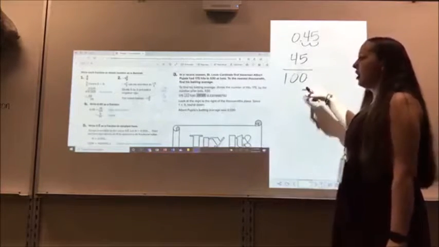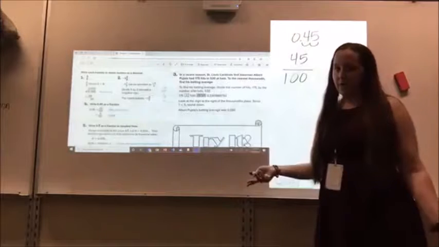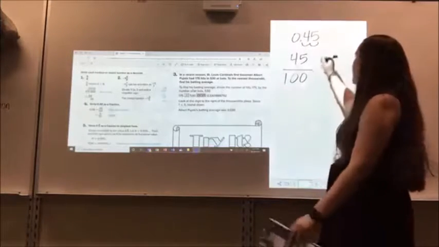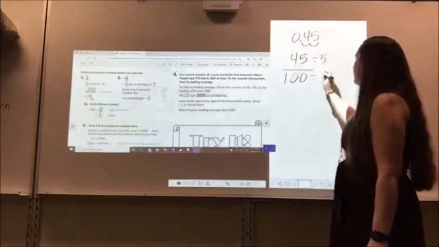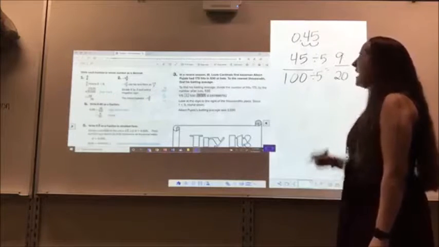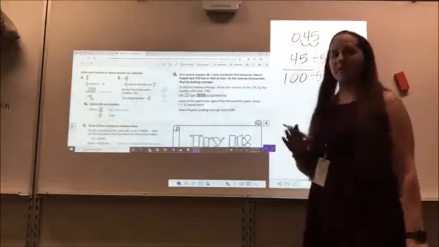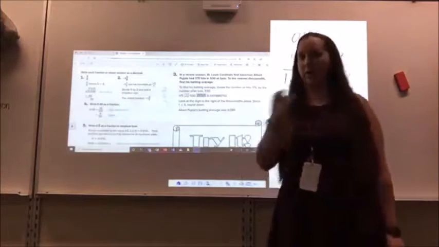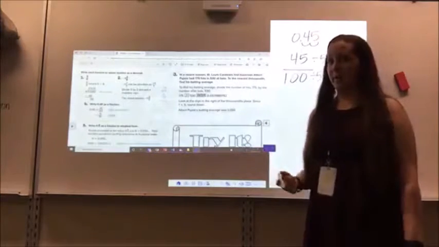So 45 over 100. Of course, I can simplify. I can divide both of these by 5. So I get 9 over 20. I can't simplify that any further. There's nothing that goes into both 9 and 20. So 9/20 is going to be my final answer.